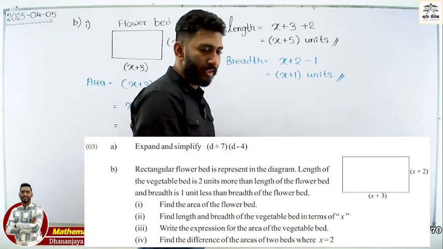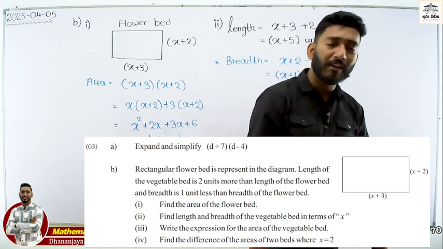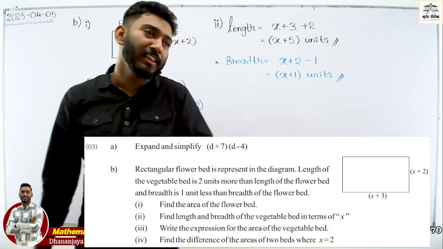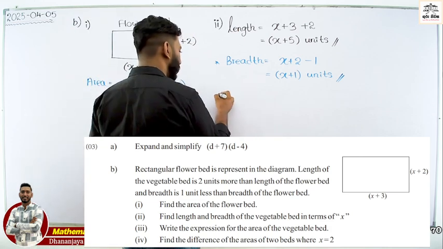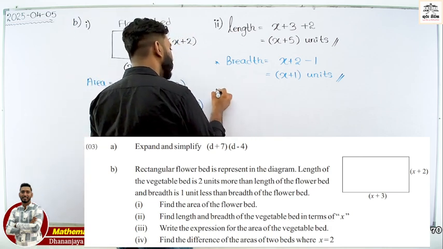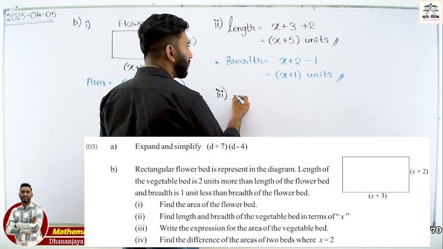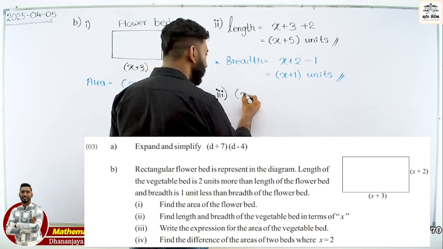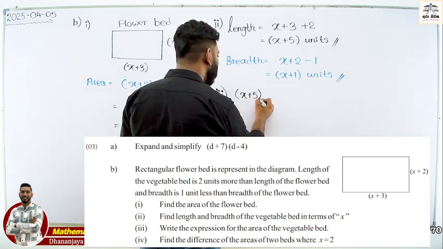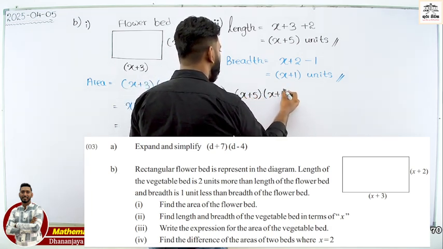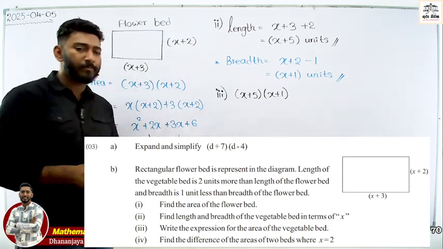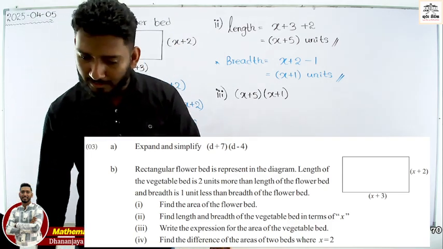Third one, write the expression for the area of the vegetable bed. Now you can find the answer also. Third one, that's an easy thing. Length into breadth. Length becomes x plus 5 into x plus 1. Now expand these brackets and simplify. Hurry up. Now put the answers into the chat.